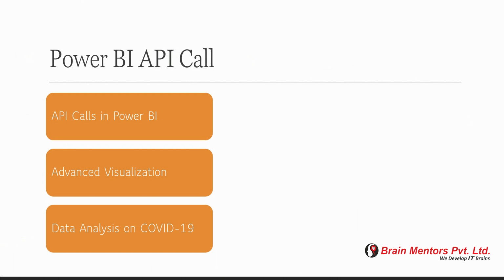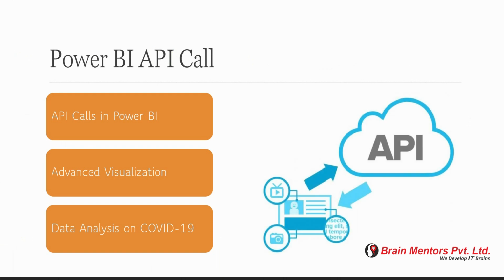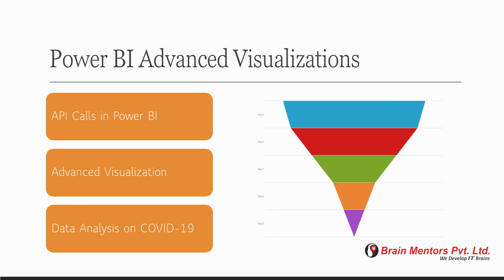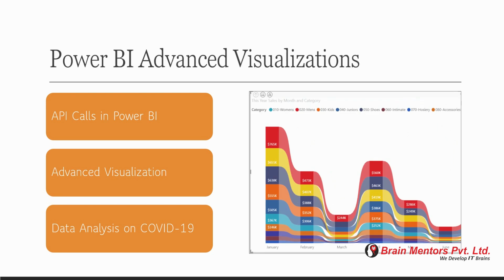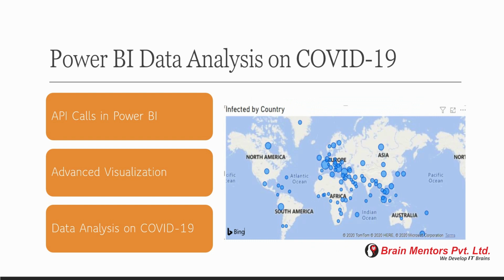So first we'll be talking about API calls, what exactly APIs are, application programming interface, which is what it stands for. We'll look at how to fetch the real-time data of COVID-19 from a URL that gives you data in JSON form, and then convert it into advanced visualizations like funnel charts, ribbon charts, waterfall charts, and a lot of other advanced visualizations. Then we'll build a report of a data analysis on the COVID-19 dataset.